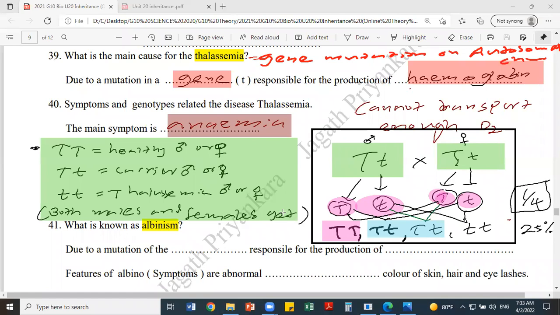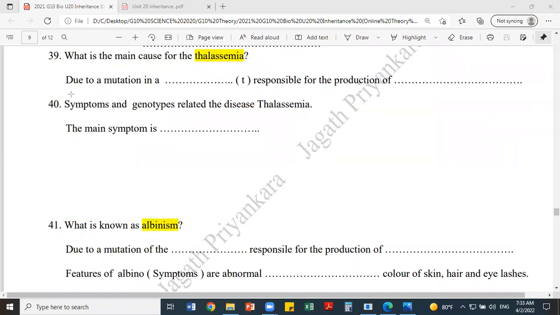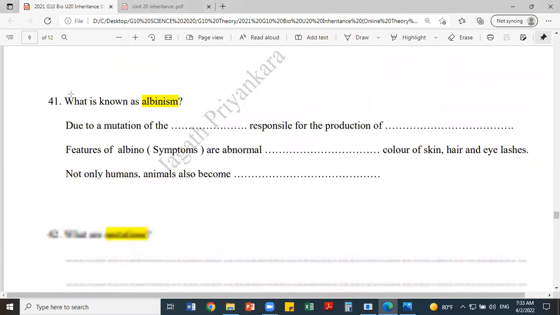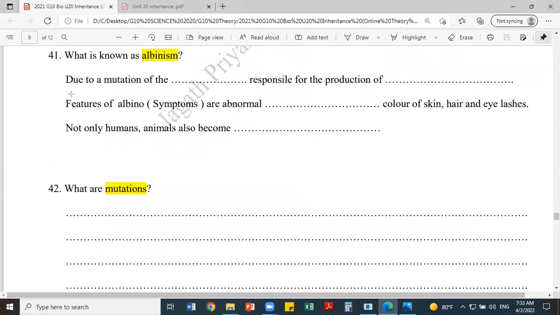Right. Then next one, albinism. What is albinism? Albino. Albinism means possession of very white skin. Even the white hair, eyelashes, hair, eyebrow, everything very white, abnormal white skin.